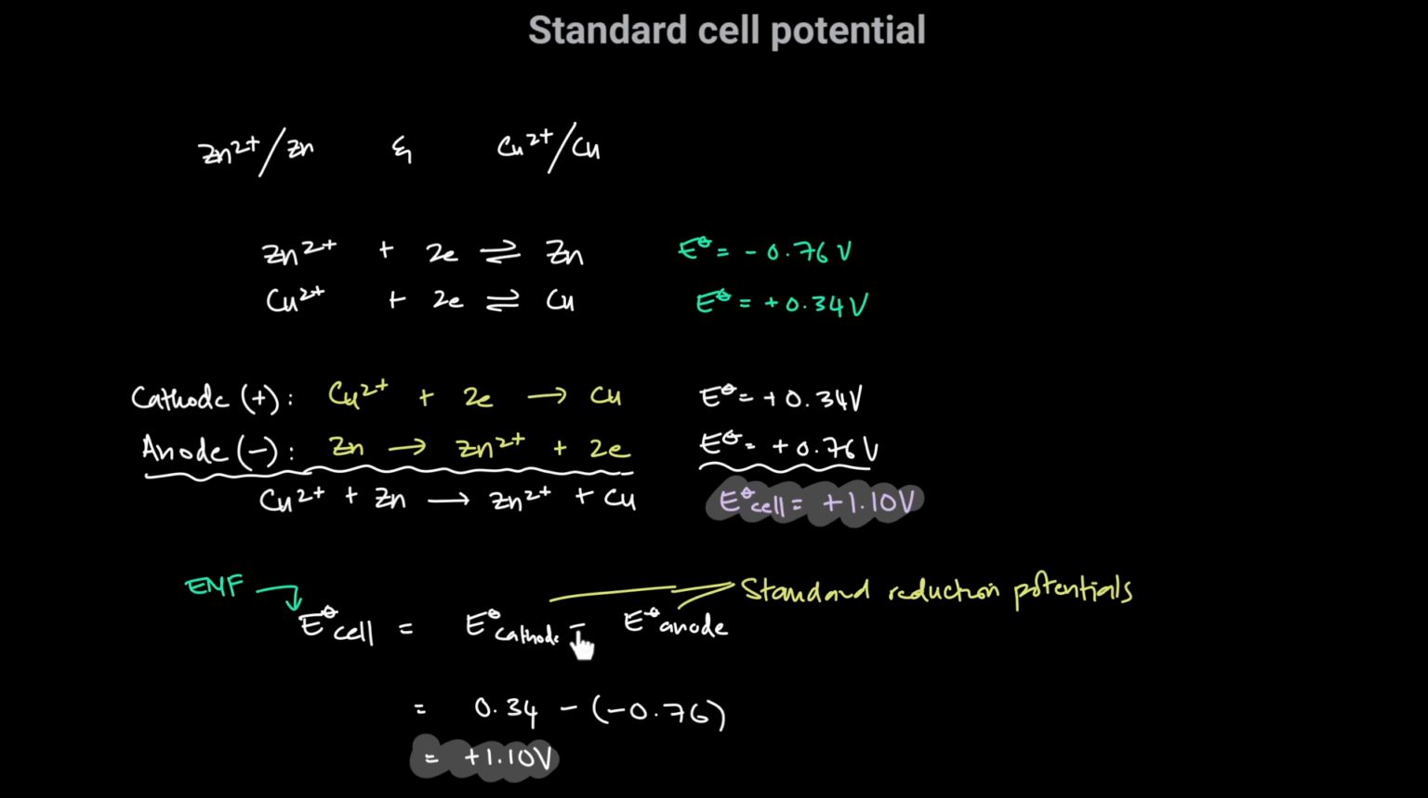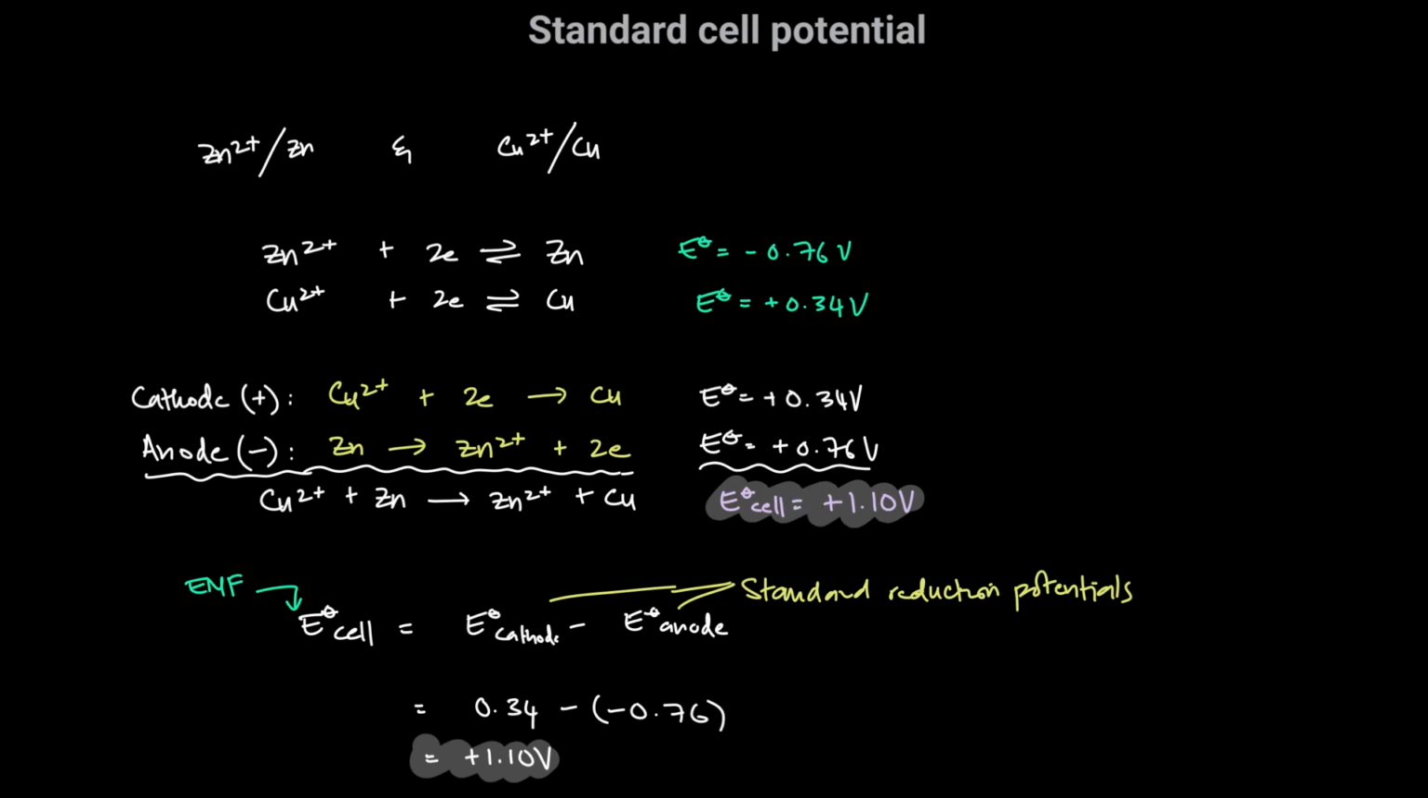Here, when we're subtracting the standard reduction potential of the anode, that's because at the anode we have oxidation of zinc taking place. So we're reversing this equation. That means we're simply subtracting the potential of the anode, so that minus negative 0.76 simply becomes plus 0.76.